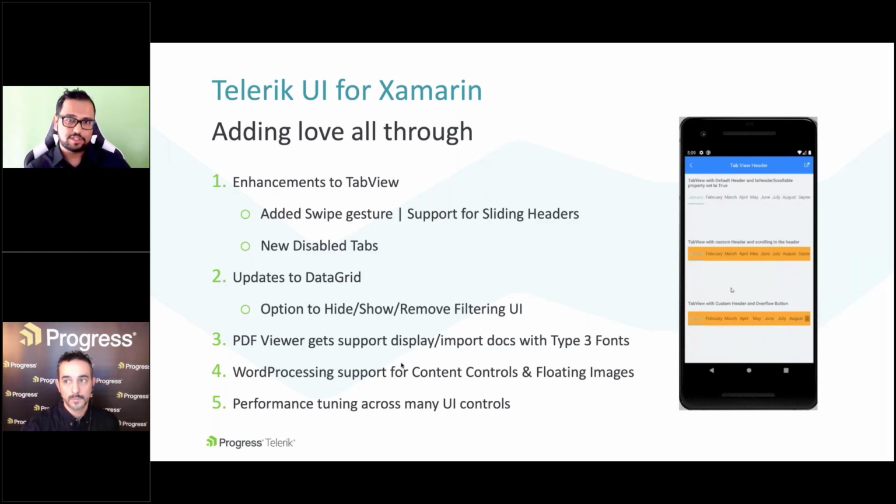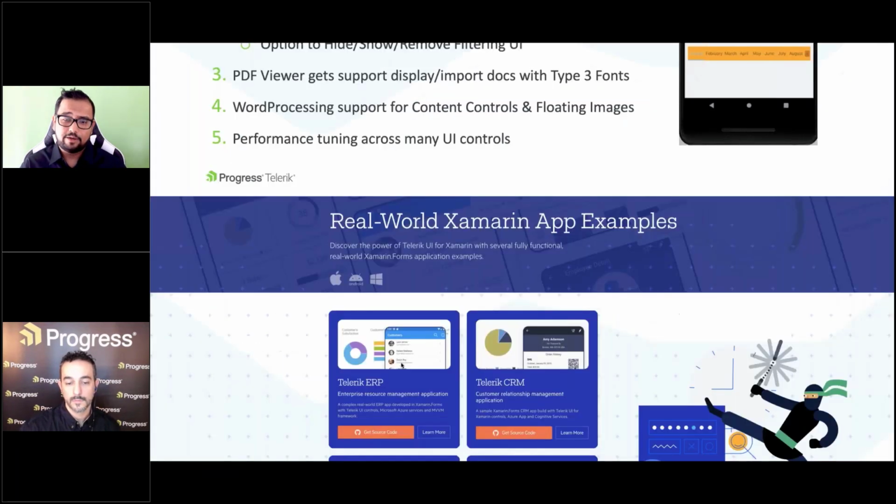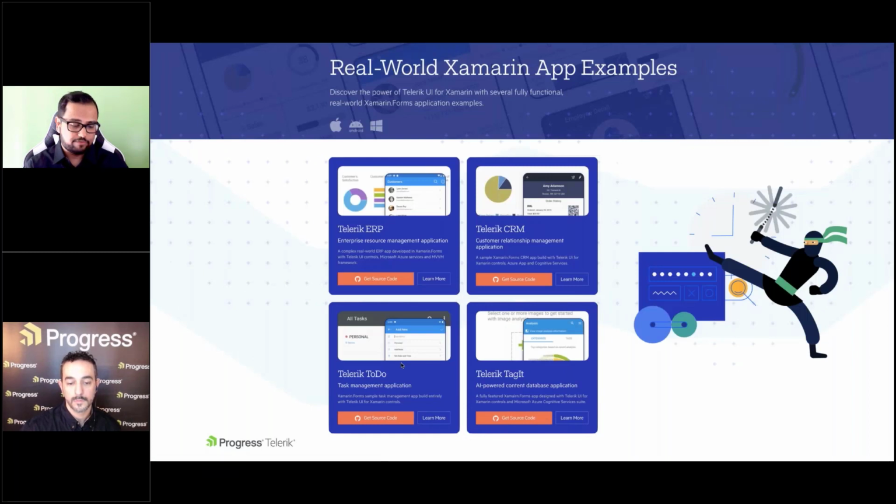Like Ed was talking about, word processing brings in those content controls. And again, I'll show you and talk about this more in terms of WPF and WinForms. But all of those editable form fields are welcome, and they can export and import. Images can float, and how the text wraps around it, we can do all of that. So word processing gets a big helping of love this release. And performance tuning, that's something we do every release, and it's there to help the performance of all of your Xamarin apps.